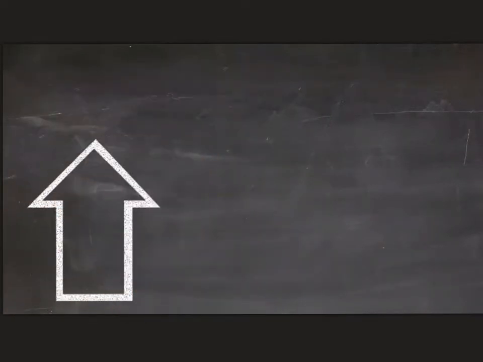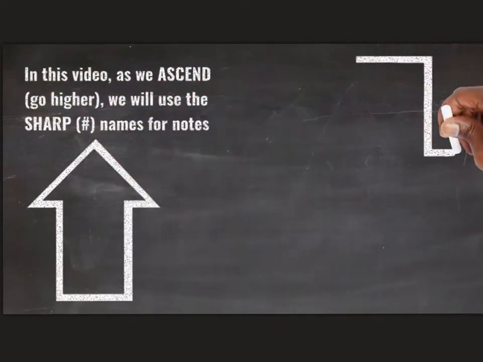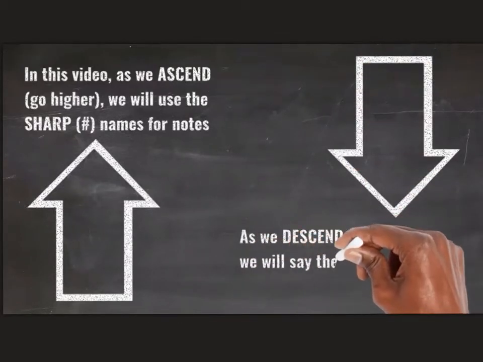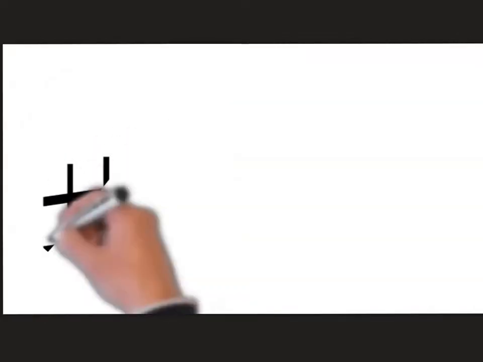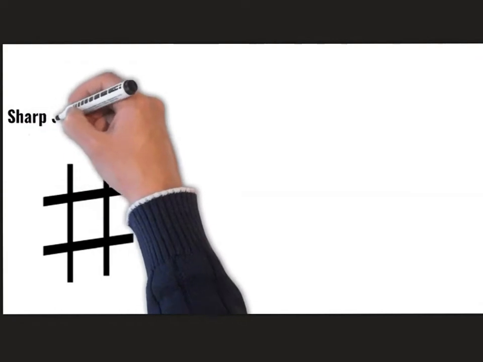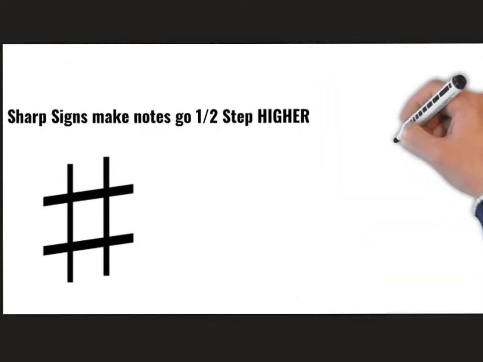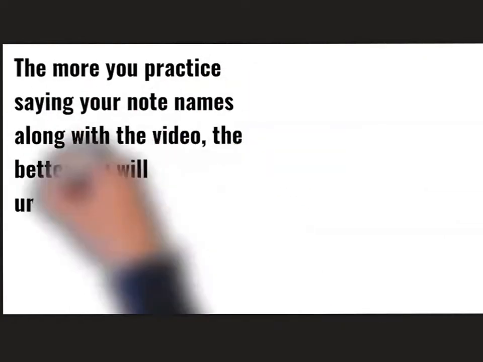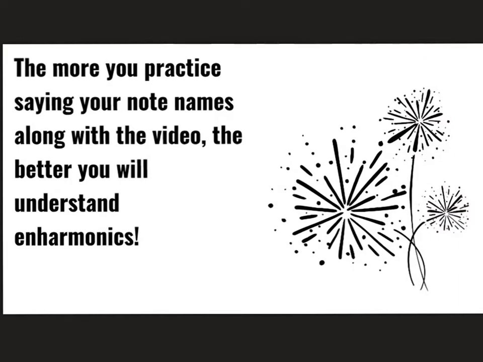In this video, as we ascend or go higher in the scale, we will use the sharp names for notes. When we descend or go lower, we will use the flat names. A sharp sign like this makes notes 1/2 step higher, makes them sound higher. And a flat sign like this makes notes sound 1/2 step lower. The more you practice saying your note names with this video, the better you will understand enharmonics.